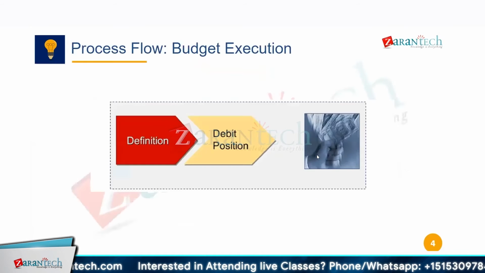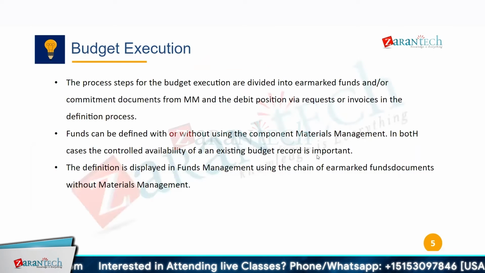So let's see what additional information we have here. Process steps for the budget execution are divided into earmarked funds and commitment documents, and the debit position via requests or invoices in the definition process. Funds can be defined with or without using the components of material management. In both cases, the controlled availability of an existing budget record is important. The definition is displayed in funds management using the chain of earmarked funds documents without materials management.